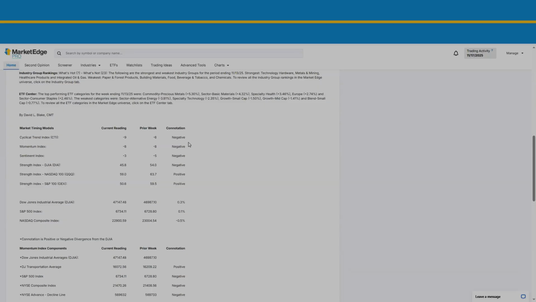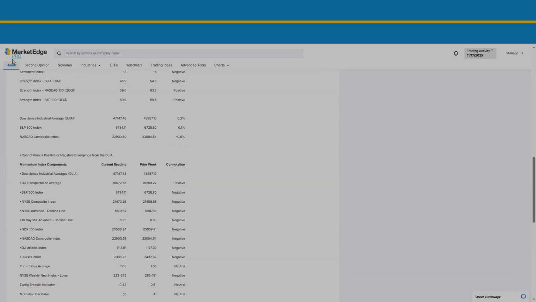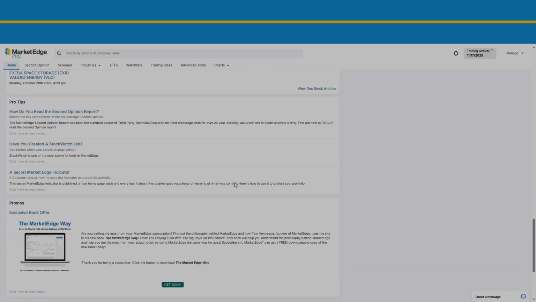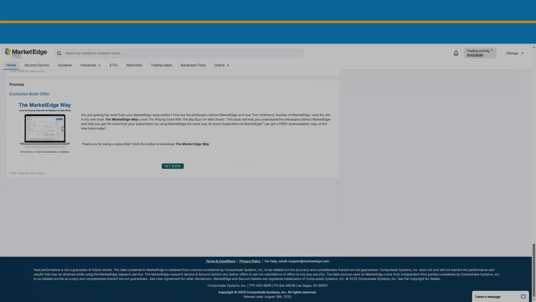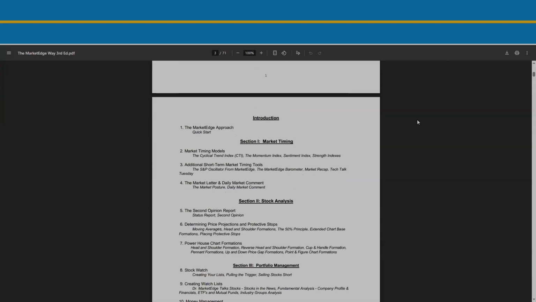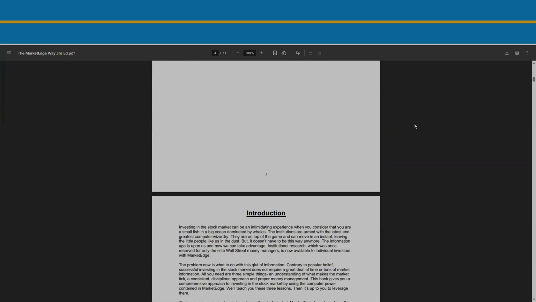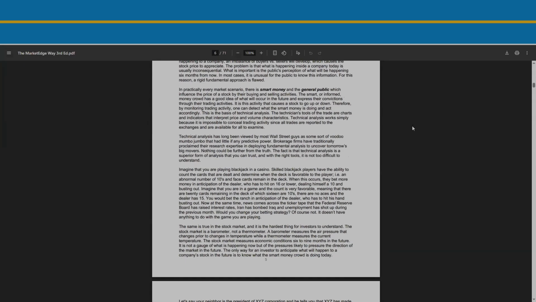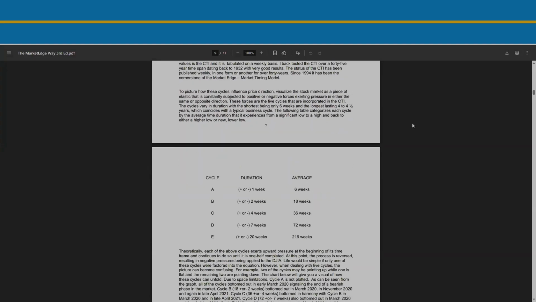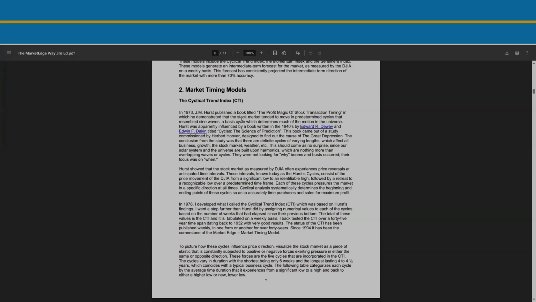Now, to explain how this CTI works, we're going to jump over to The Market Edge Way, which is a free book that you can download. Just about everything that explains the various components of Market Edge is in the book. And we're going to arrow down to the section on the CTI. And here we are, market timing models. First off is the cyclical trend index. That's what we're talking about today.